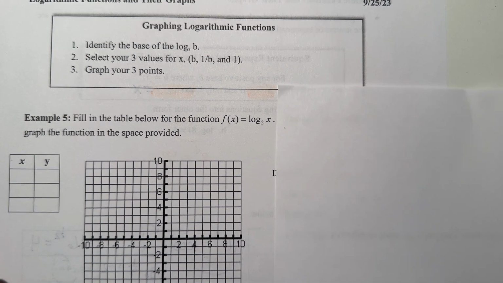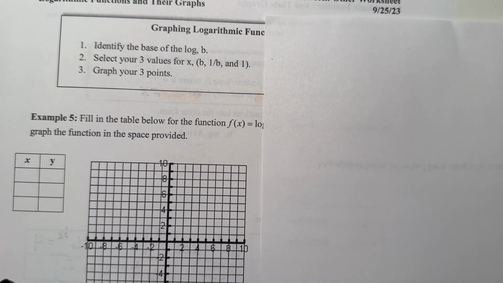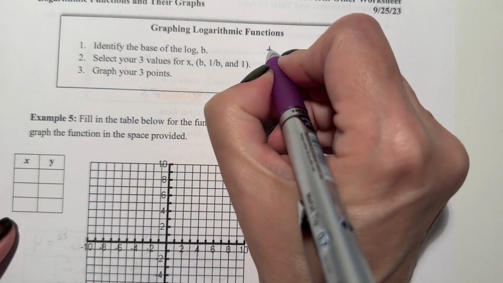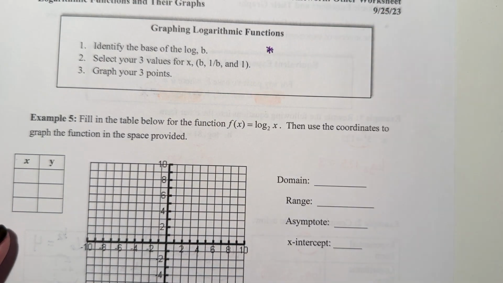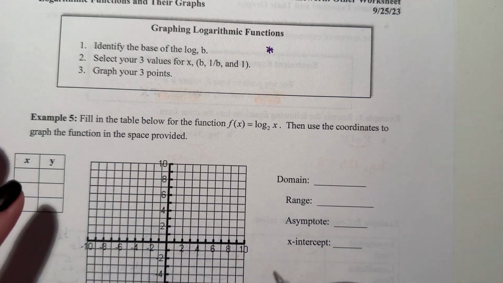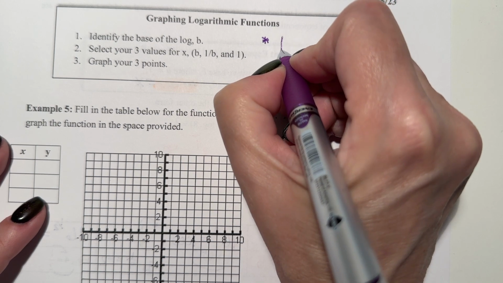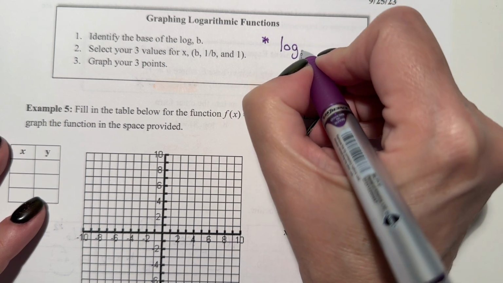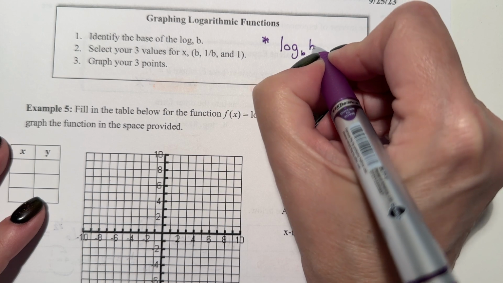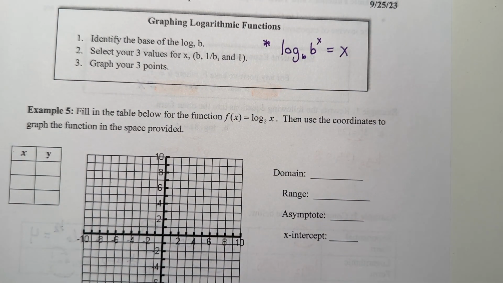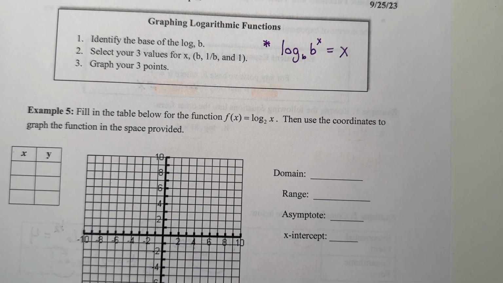All right, now, why do things work this way? Because we're going to be using a property, and I want you to put that right over here in this box. So I'm going to put a little star next to it, or maybe highlight it. That's log base b of b to the x power equals x. Now, this is a property of logs, and I'm going to show it to you in just 1 second, but I wanted to get you to write that down first.